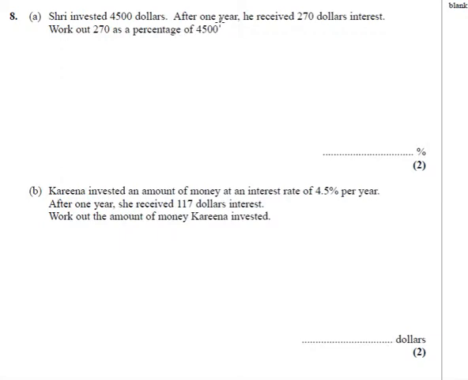Now this is easy to think of as a sort of test score. Imagine you've got 270 out of 4,500 in your test. That would be written as 270 out of 4,500. You'd see it like that on the front cover of your test paper. All you need to do to put it into a percentage is just times that by 100.